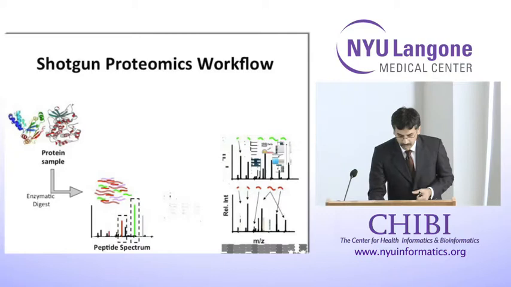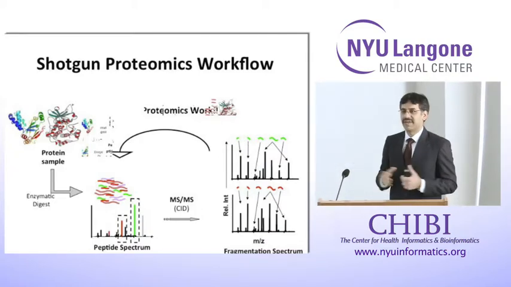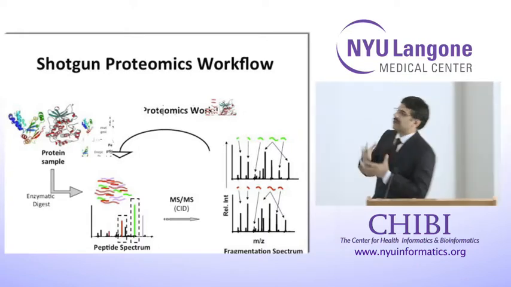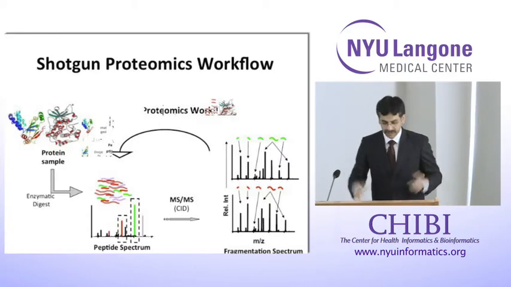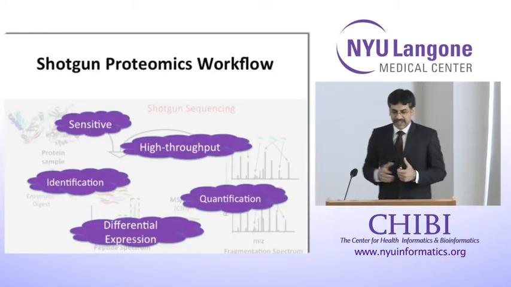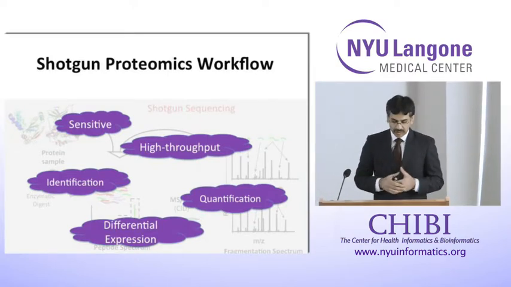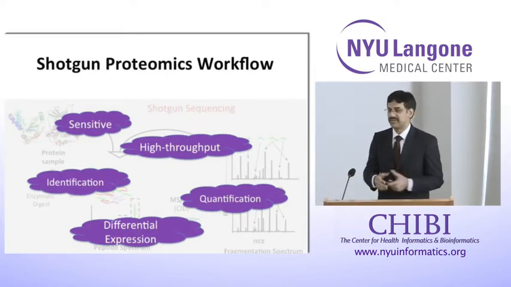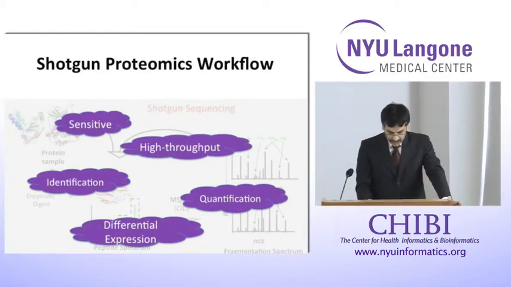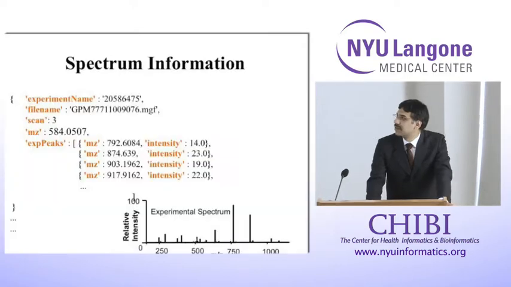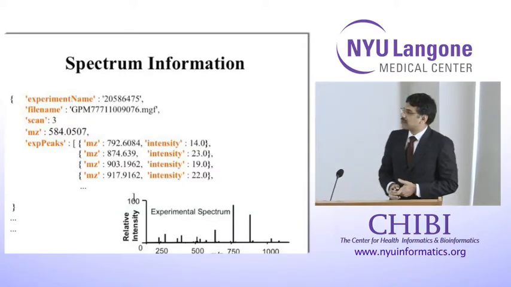Okay? Now, for each of these fragment ion spectra, we can go back and identify what peptides generated them. There are several methods to do that. And from that data, we assemble what proteins are present in the sample, and we can also quantify it. So it's a very sensitive and a high throughput technology. We can do identification of proteins in the sample. We can do quantification of proteins in the sample. We can also do differential expression and biomarker discovery between disease and healthy status. So it's quite cool.